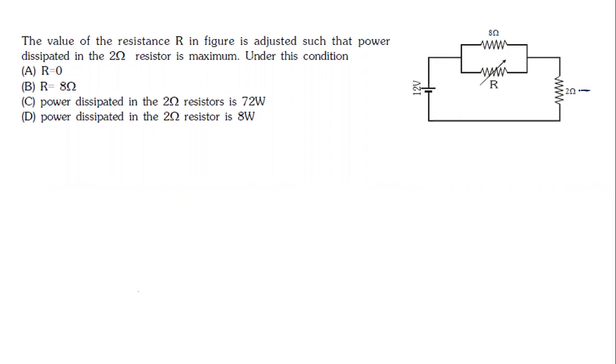This is not similar to what we had done earlier. We had done a case where the resistance in which power consumption was to be maximized, the resistance itself can be varied. Here, power consumption in a resistance is to be maximized by varying some other resistance. So understand the difference between the two. So how do you solve in this case?